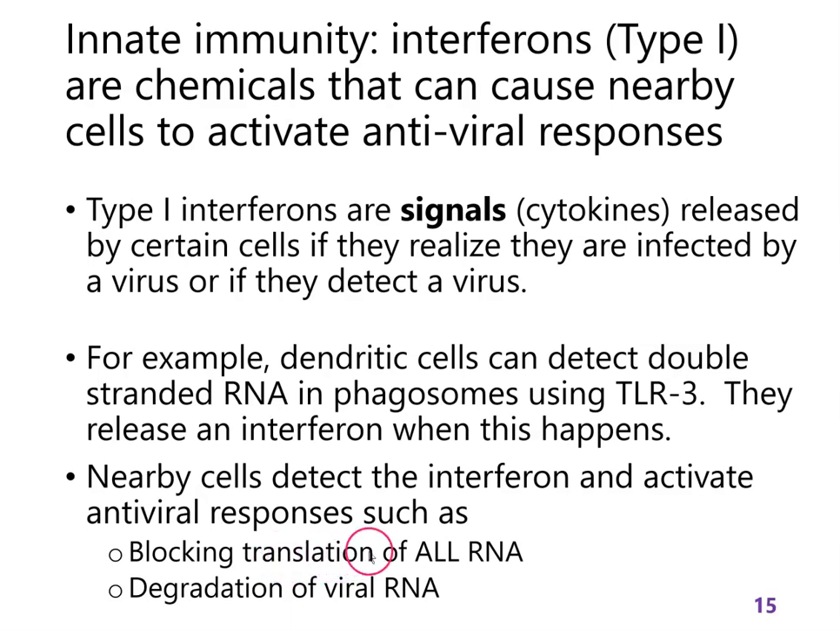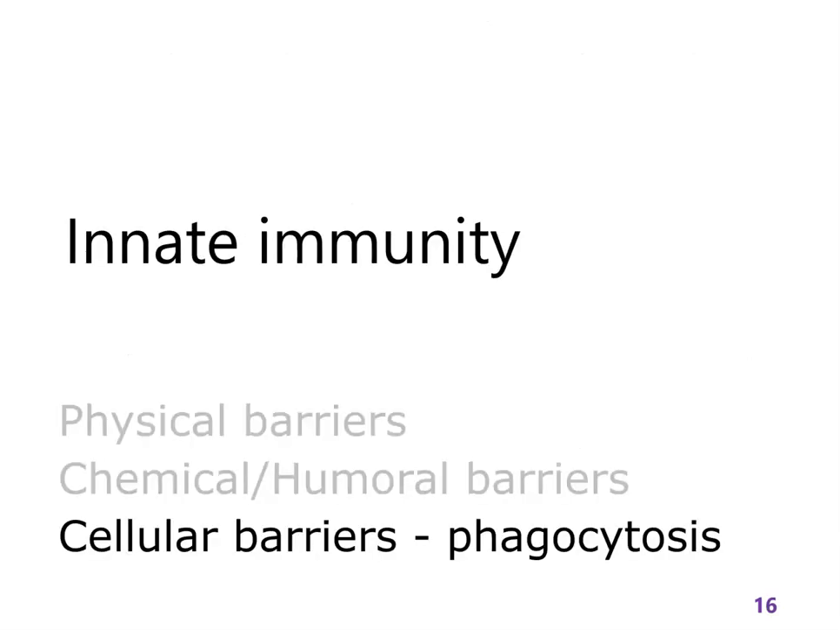So they stop making proteins. So how does a cell do its job when it's not making proteins? Spoiler, it can't. Instead, it just protects itself from viruses. And they are able to degrade viral RNA. They can usually identify it and destroy it. That was the physical and chemical barriers. In the next video, we will look at the process of phagocytosis.